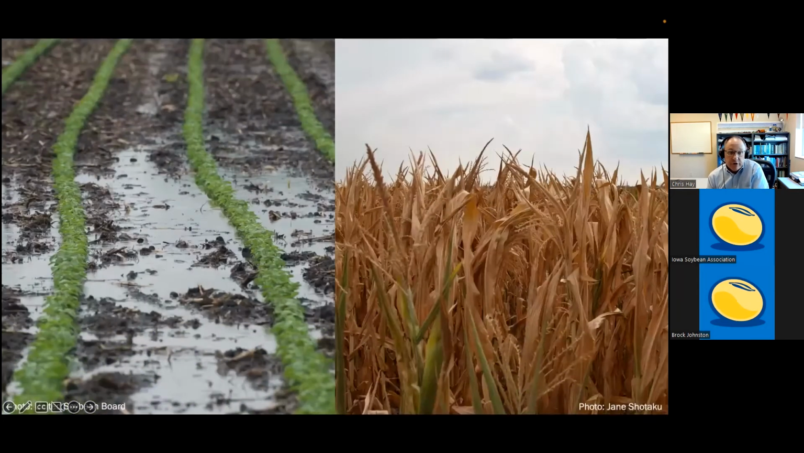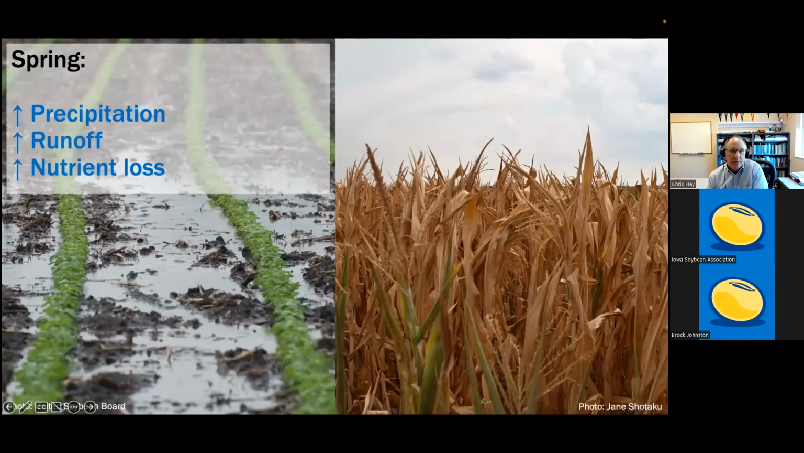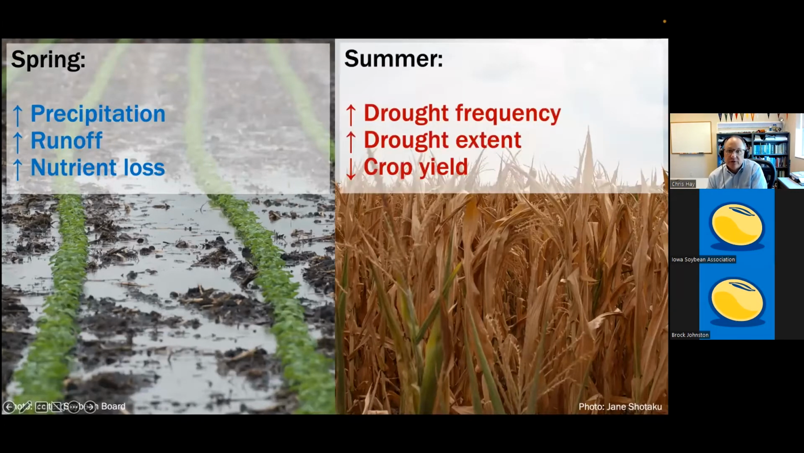And then again, if we look at the trends over the last several decades and trends that are expected to continue, we expect in the spring to see more rainfall. So more rain and larger events, which is going to lead to more runoff and also more nutrient loss. And then during the summers, increased frequency and extent of droughts, which will have a negative impact on crop yield.